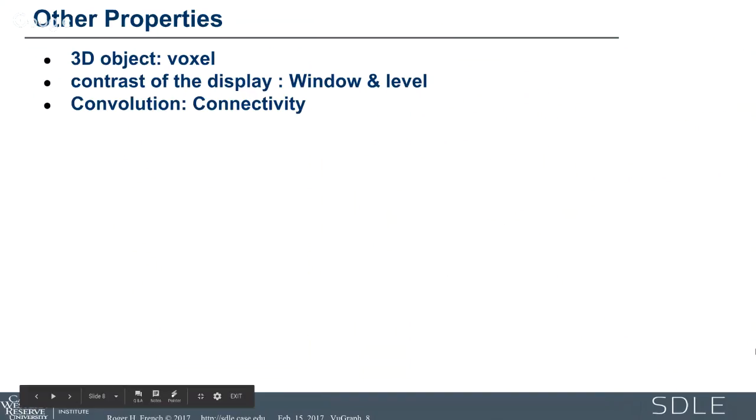Actually, besides these 4, we also have 3 parameters as basic parameters. They are the voxel, window and level, and the connectivity. Voxel is related to how to make the 3D object show correctly in the 2D picture. And the window and level is for the user to adjust the contrast of an image. And the connectivity is a very useful concept for Fourier transformation. Since these 3 properties are not very useful for today's topic, we won't go into too much detail for them.